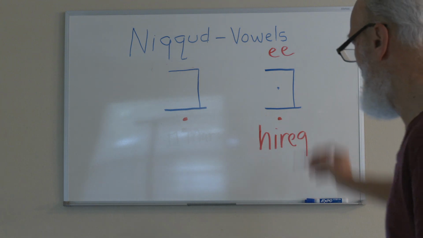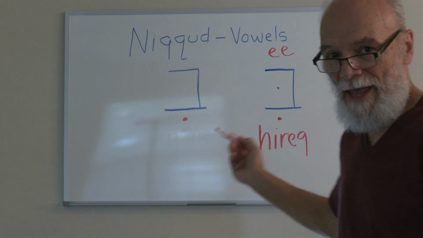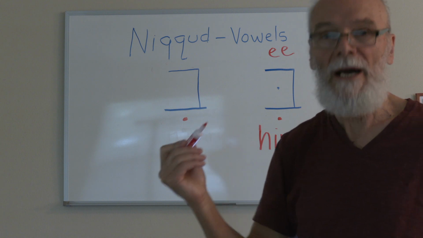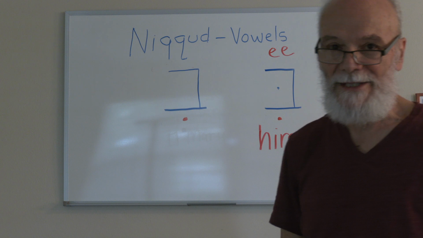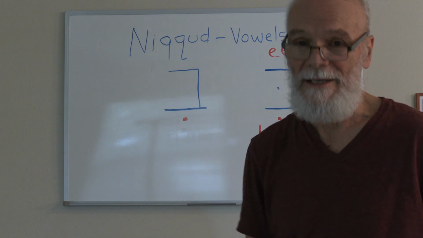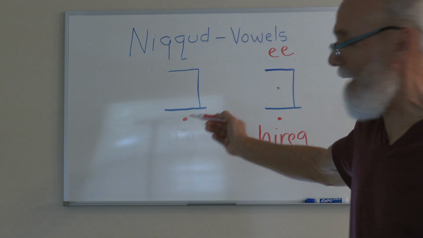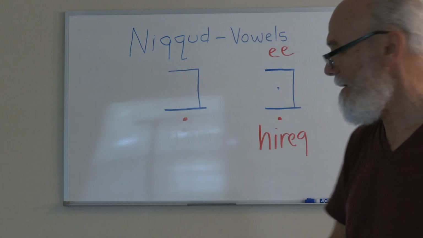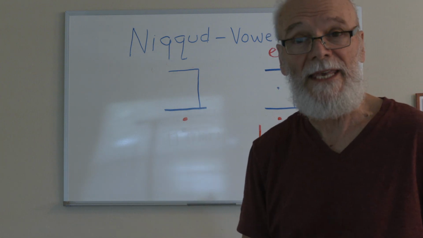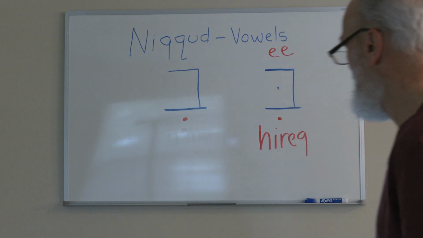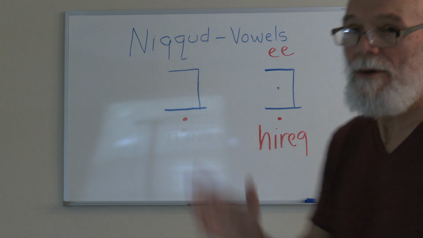It makes an ee sound, that little dot. So with the bet and with the dagesh, the hard b, plus the hirik underneath that dot, you have a bee sound. And now the bet without the dagesh has a v sound, and with the hirik underneath the vowel, you have a vee sound. Okay, so that is the ee sound.